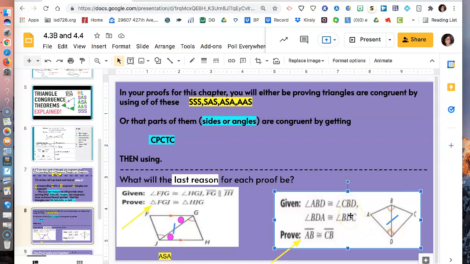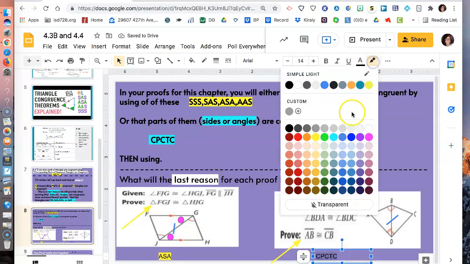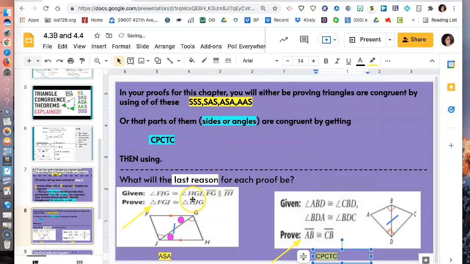And I'd say, well, then side AB right here has to be the same as side CB over here. And my reason would be because corresponding parts of congruent triangles are congruent. So our first task is going to be to know, is it full triangles, like on the left, or parts of triangles, just sides like this one, or just angles? And we're going to practice it tomorrow.